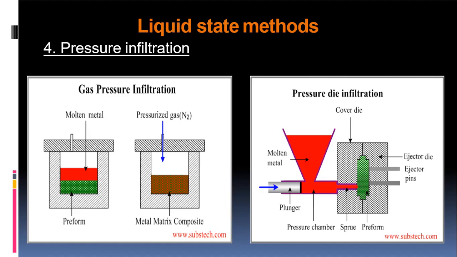And then the pressure die infiltration has molten metal directly sent into the pressure chamber and then to the screw to form the preforms. Then the cover die is used to cover the section of the mold, and the ejector die is used to remove the mold from the die through the ejector pins. So these are the two types of pressure infiltration methods.